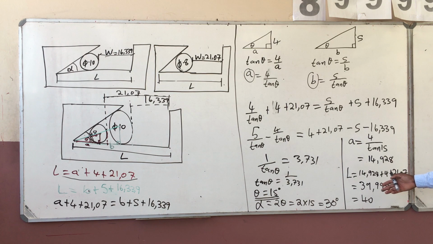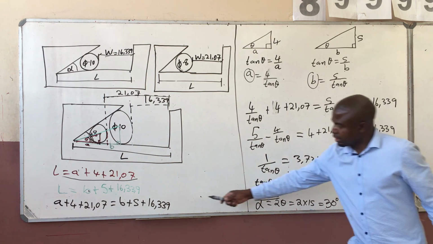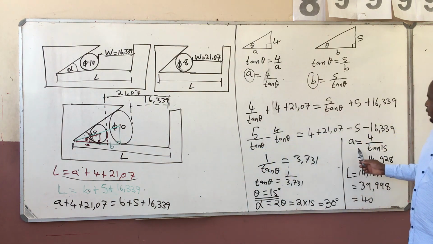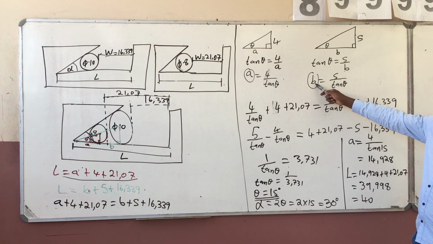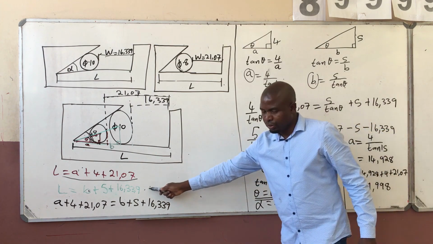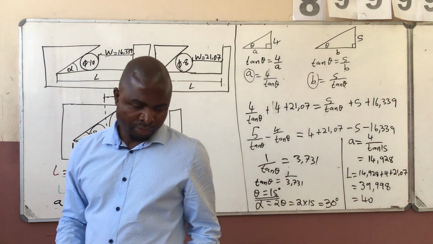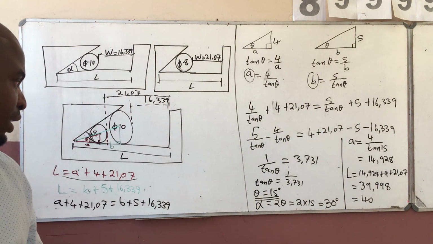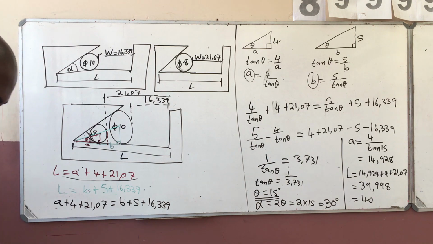The same applies. If you wanted to use this equation, you would have found B by substituting 15 there and using this equation. So that is what you were supposed to do.